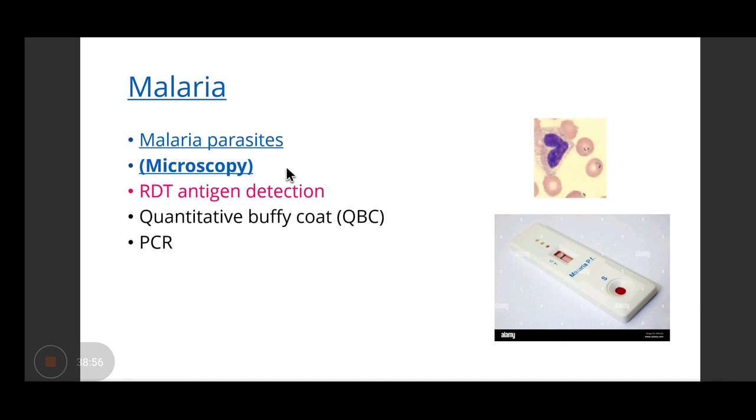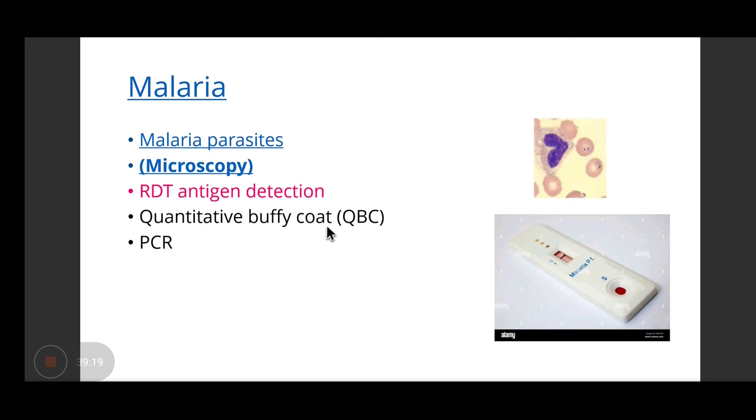It is the gold standard, but it is very much associated with subjectivity. Who is seeing that microscopy slide, and for how long you are seeing that microscopy slide. So a more practical test is to do the antigen detection test.